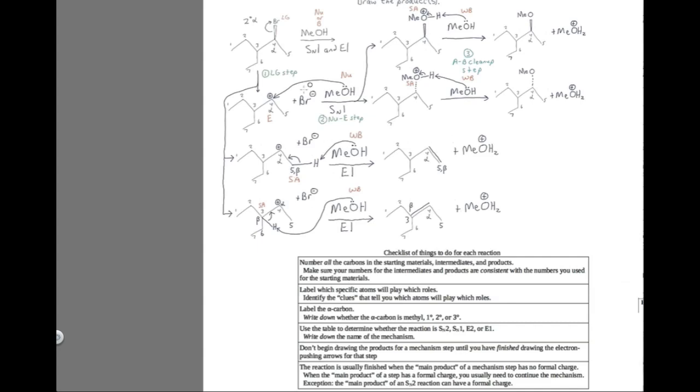First, draw the electron pushing arrows for a step, and only then draw the products from that step. Don't begin drawing the products for each mechanism step until you've finished drawing the electron pushing arrows for that step. That way you can use the electron pushing arrows as your tool for getting the right products from each step. And usually the reaction is finished when we can see that the main product has no formal charge. We saw that we needed an acid-base cleanup step after step 2 of our SN1 mechanism, because after step 2, our main products still had formal charges.